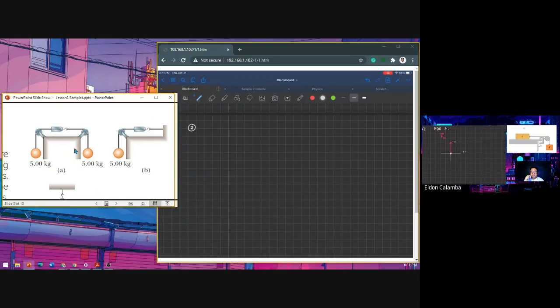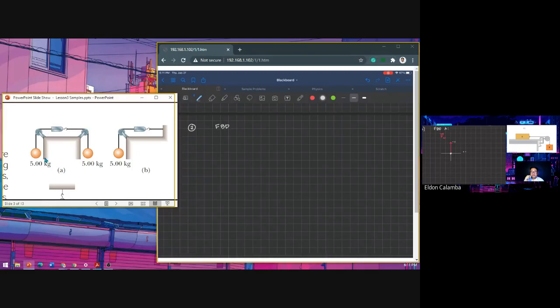Kasi as you can see, if this is massless, itong si spring scale, it is as if na si 5 kilograms na ball sa left is just connected to the 5 kilograms na ball sa right via a single string or a single cable. So meaning to say, uniform ang tension all throughout. Kung anong tension na makukuha natin dito sa one side of the spring scale is yun din ang tension sa other side ng ating spring scale. Okay? So let's just consider itong nasa left.